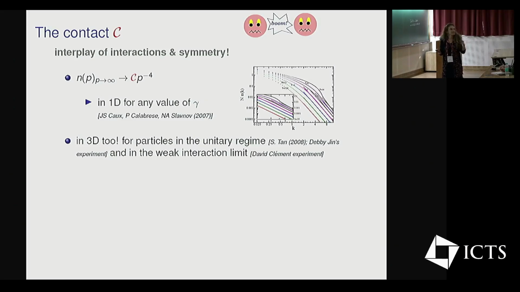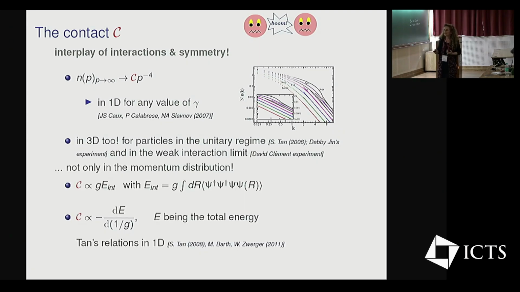It is something that is not only in the Tonks-Girardeau gas, but also for any strength of interaction. What is important is contact interaction. It's not only in 1D, but also in 2D or 3D, and there were some very nice experiments by Jin in strongly interacting Fermi gases in 3D, and a nice experiment by David Clément in a condensate bosonic gas. And also what is important is that it does not appear only in the tails of the momentum distribution, but is connected to some bulk properties of the gas. Indeed, it is proportional to the product of interaction strength and interaction energy, namely to minus the derivative of the total energy with respect to the inverse of the interaction strength.